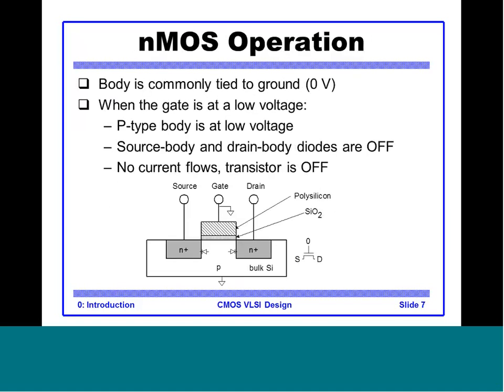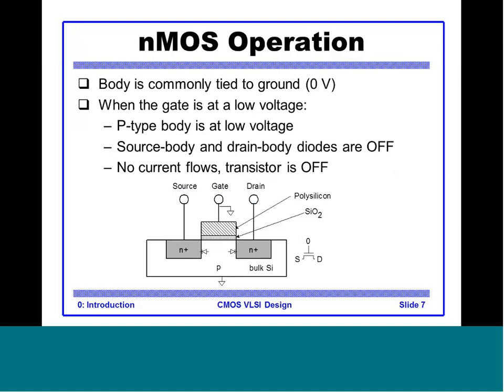Let's see the operation of the NMOS transistor. Usually the body is tied to ground, so this P substrate is at 0 volt. Now when the gate is at low voltage, the P type is already at low voltage, 0. There are 2 diodes here, P and N plus, from the substrate to each of the source and drain. Since the voltage at P is low and there is no channel here, both the diodes are off, there is no current flow and the transistor is off.